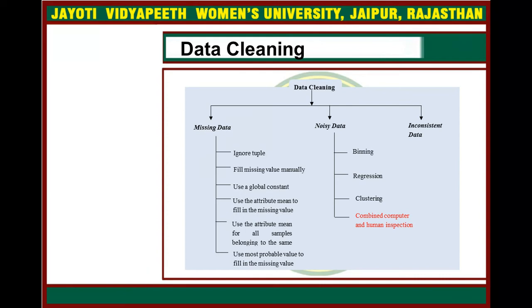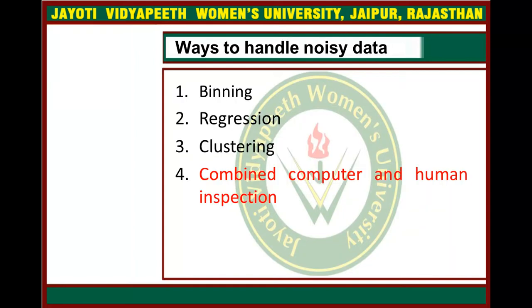And in this video I will discuss combined computer and human inspection. It is basically a part of noisy data, how to clean the noisy data. So basically there are 4 ways to handle noisy data: binning, regression, clustering, and combined computer and human inspection. As I told you, I cover this 4th point in this video: combined computer and human inspection.